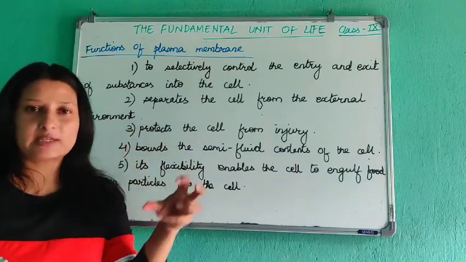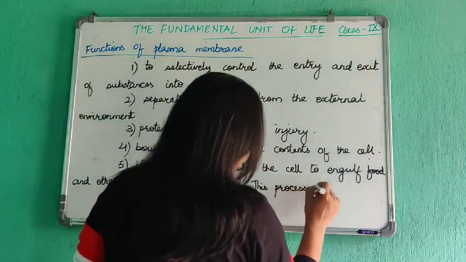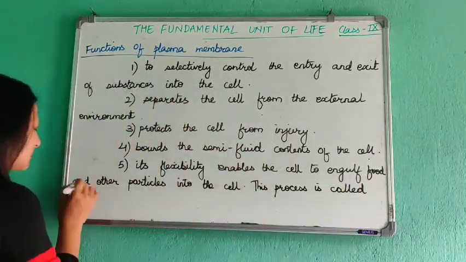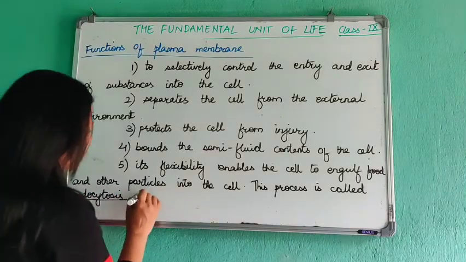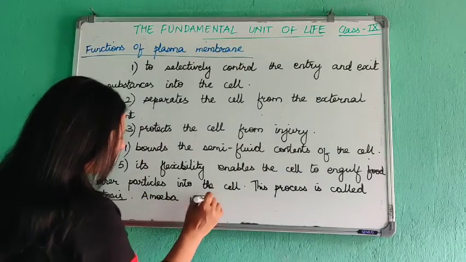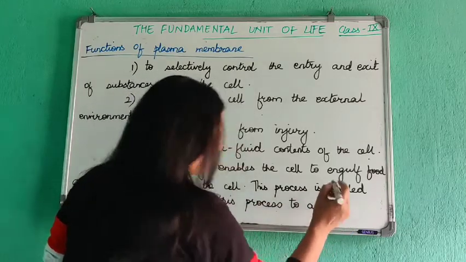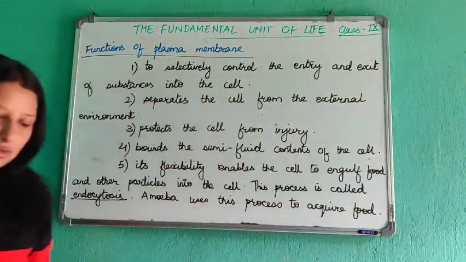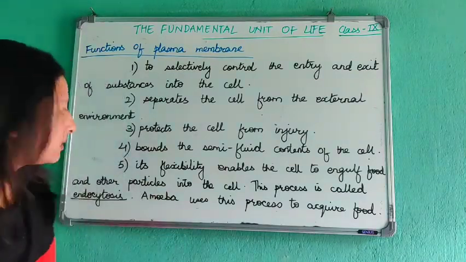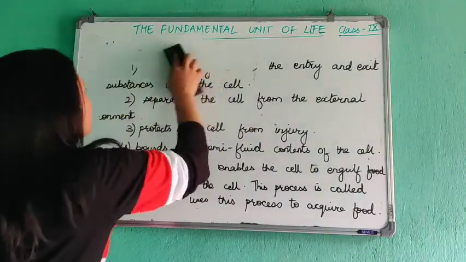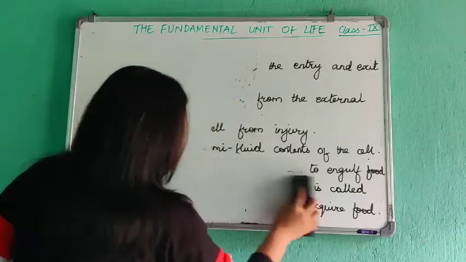So if food is present outside the plasma membrane, it will engulf it. When it engulfs food or any other particles, that process is called endocytosis, and this process is used by amoeba to acquire food. Amoeba is a unicellular organism, so कुनै पनि उसको food acquire गर्नुको लागि यो endocytosis, it uses its plasma membrane and then engulfs the food. Okay, now the second important structure that is present in the cell is cell wall.